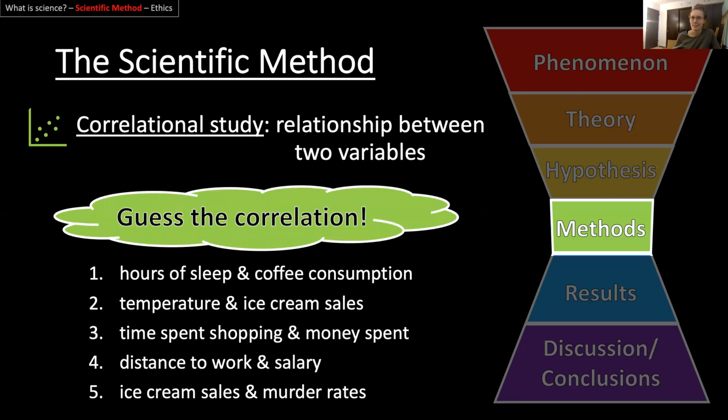So let's practice. Sometimes it's kind of fun to think about how things might be related to each other. So I want you to go through these 5 examples and think about what might be related between them, or if there's a relationship at all. So for each of these 5, I want you to tell me whether they're positively correlated, negatively correlated, or if there's no correlation at all.